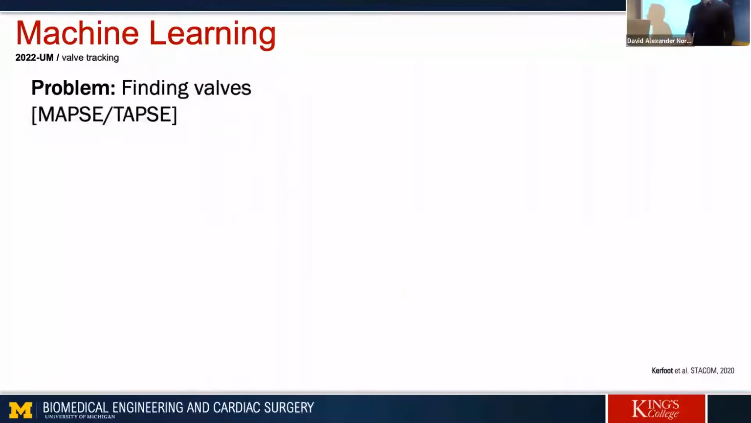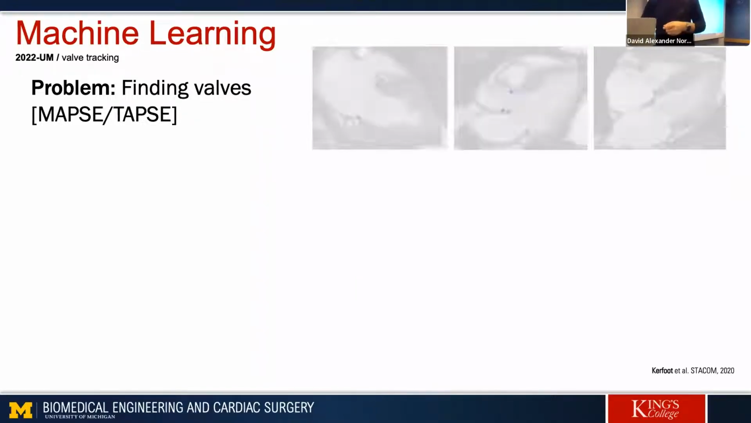So similarly, another thing that we're interested in is finding valves in our images. There's two clinical quantities, MAPS and TAPS. They're related to how valves move. And the reason this is important is because it tells us how well your heart can function during the contraction phase, where it's trying to pump blood to the lungs and into the body, right? And so these two metrics are a way in which you can tell if there's some sort of systolic dysfunction in the heart.